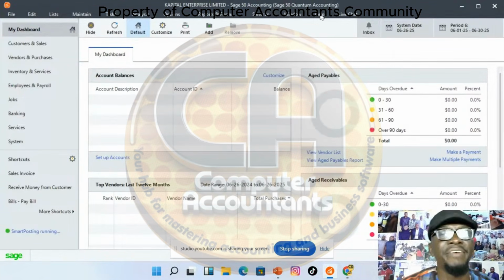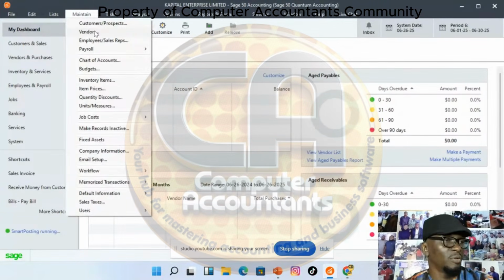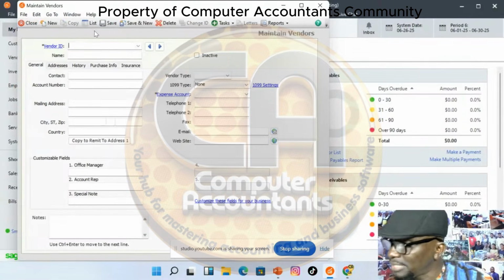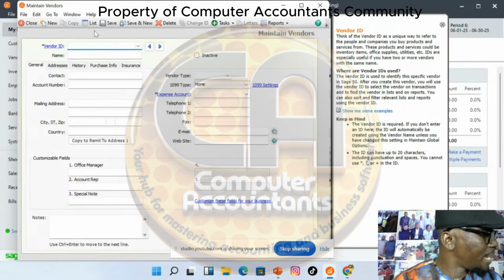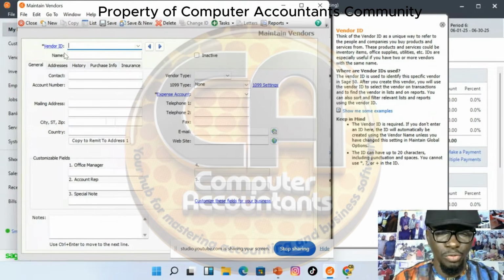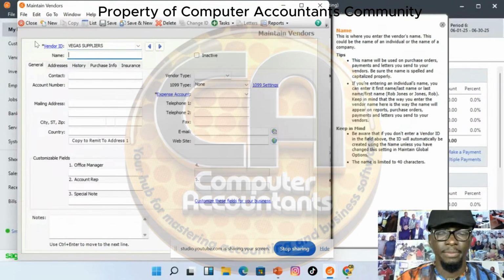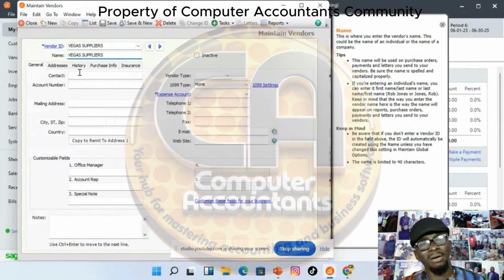So the next one is vendors. Now we go back to maintain and select vendors. So the first on the list is Vegas suppliers. I think I have it here. Vegas suppliers. So you copy, paste. So you can go ahead and do your address, vendor's address, phone number. Those things are not majorly my headache. The most basic thing is that you have entered the vendor's name.